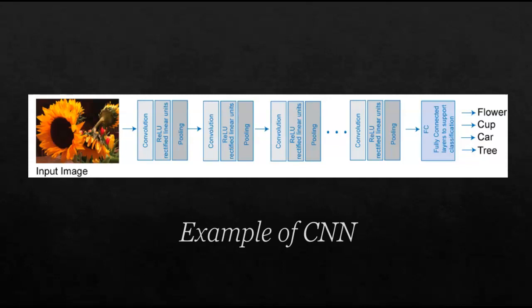In the picture, it is an example of how a CNN works. First you have an input of a picture of a flower. As it goes through the different layers of the network, at the end it might say, as a classification, it's a flower, or it might say it's a cup, a car, or a tree. We all know that it's a flower, but hopefully once it goes through each layer, it can classify it as a flower.